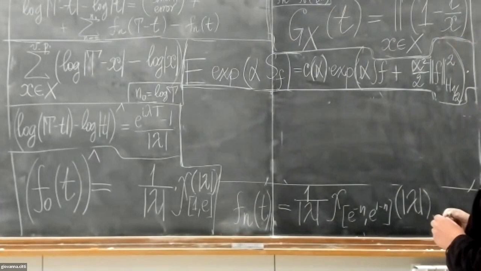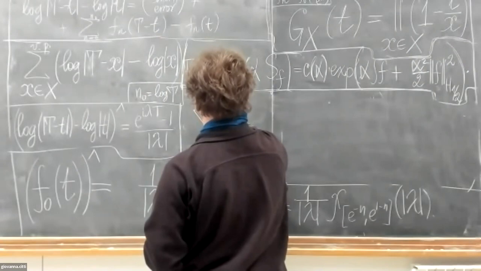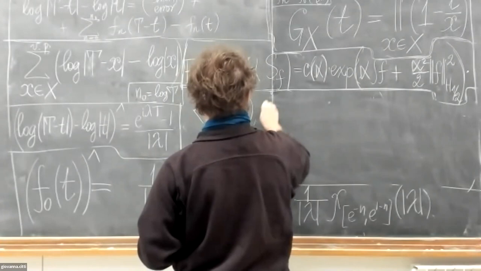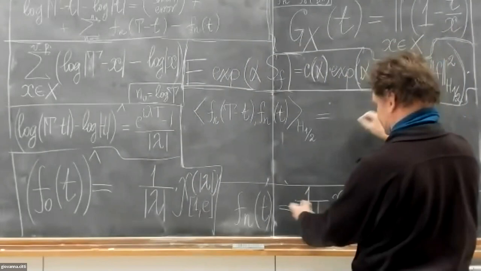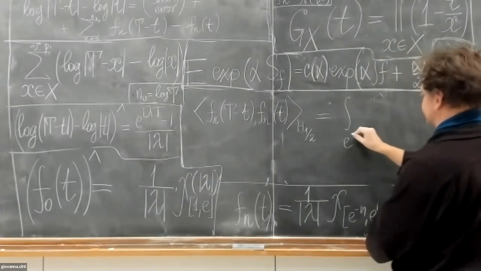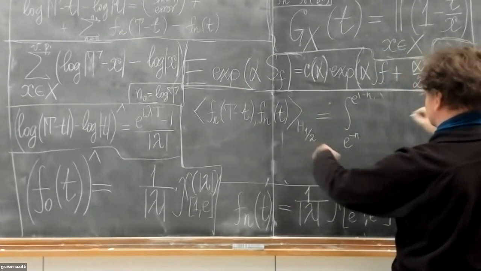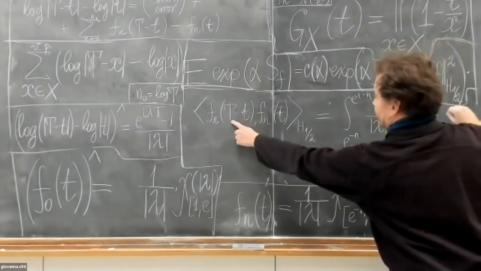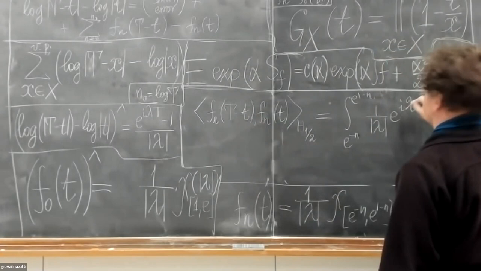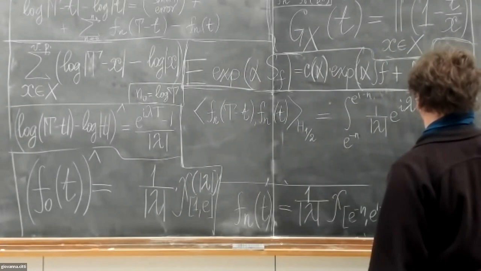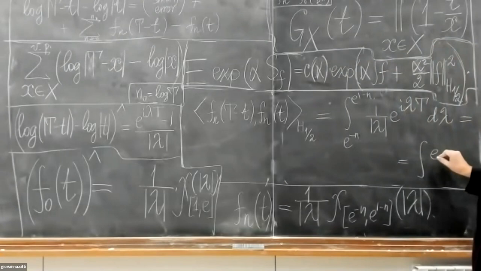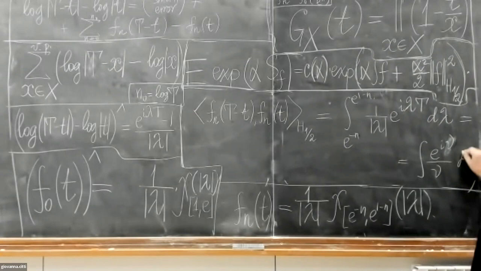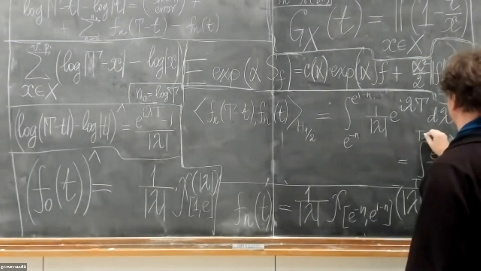So if you consider just f, the Sobolev one half, I write just the definition. There is nothing else. So I have the integral from e to the minus n to e to the n, one over lambda, absolute value of lambda. And I have this e to the i lambda t, divided because of the shift. And so making a change of variable, I get e to the i epsilon over t, e to the minus n.